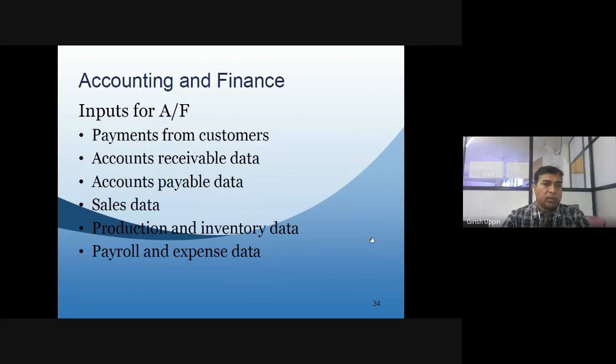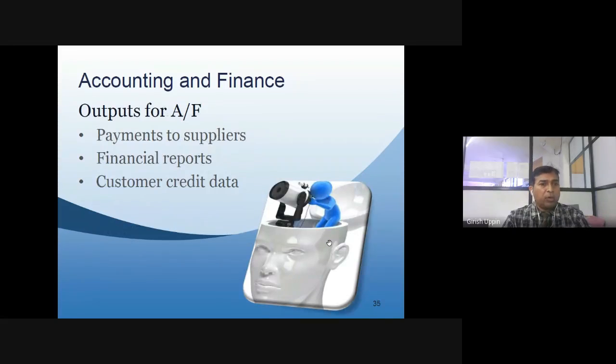Accounting and finance, what are the inputs? Payments from the customers, accounts receivable data, accounts payable data, sales data, production and inventory data, payroll and other expenses data, that forms the input to the accounting and finance. Output is the payment to suppliers, so it makes the payments. Financial reports, customer credit data, all those form the output of the accounting and finance department.